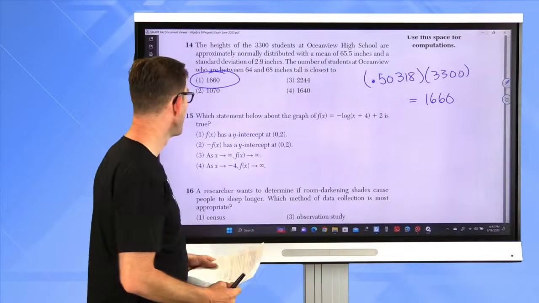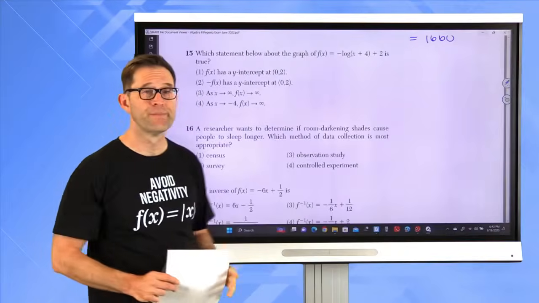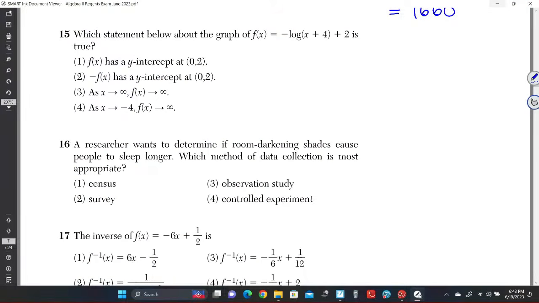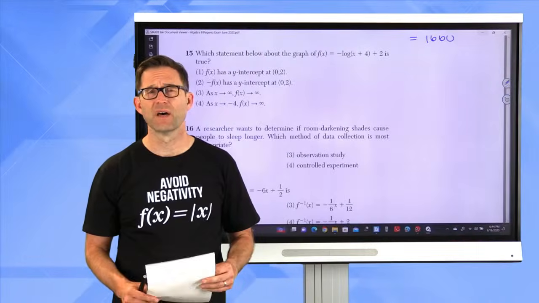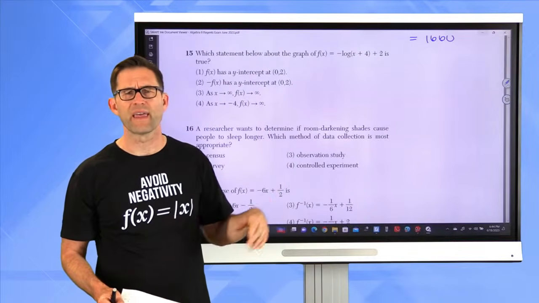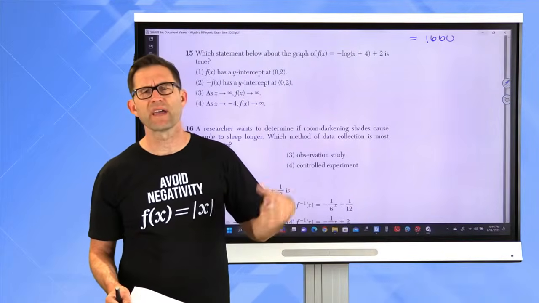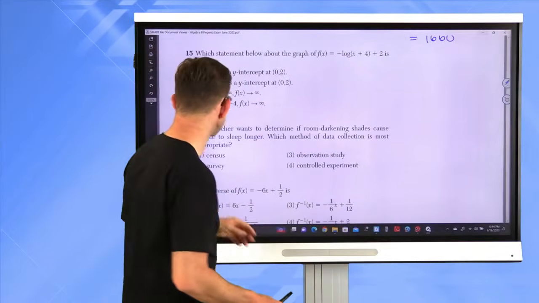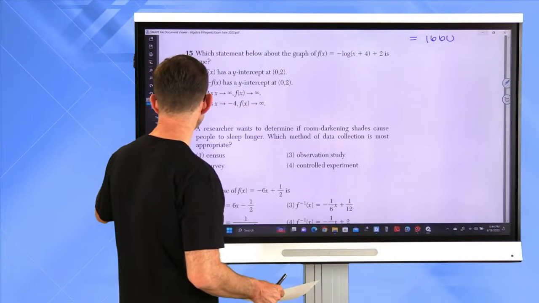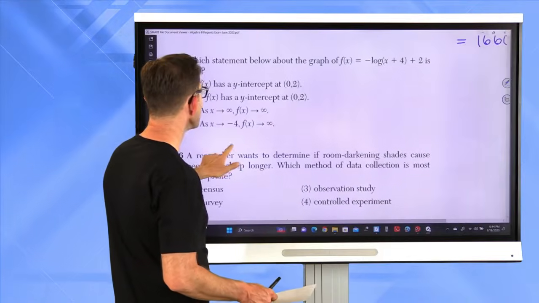Talking about calculator problems, let's take a look at number 15. Which statement below about the graph of f of x equals negative log of x plus 4 plus 2 is true? And then they give us a bunch of different choices, like f of x has a y-intercept of this, negative f of x has a y-intercept of that, etc. I want to do a closer zoom on this just so I can see these choices.